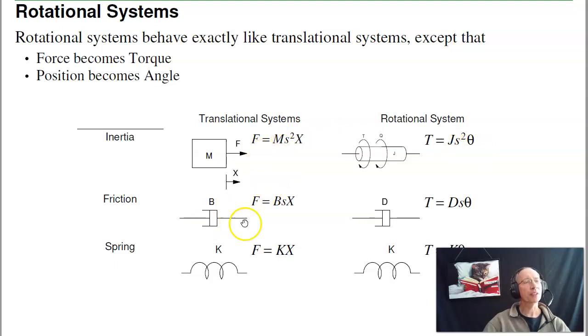You also have friction. Again, think of it if you have like the brakes in your car. If they're rotating and you apply the brakes, the difference in rotational speed is what causes the energy release, or the force, actually the torque in this case. And a spring would be like a watch. You wind up a spring and it makes the clock spin. So again, you've got mass, spring, friction from rotational systems. Behaves just like a translational system.